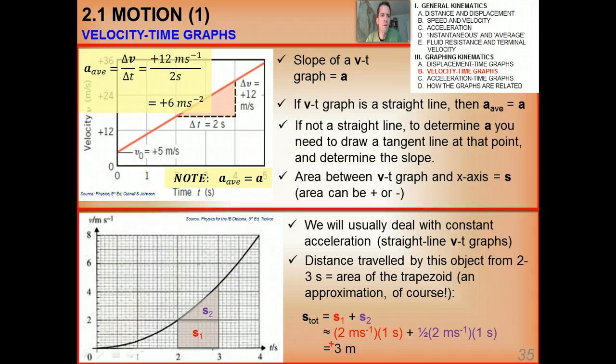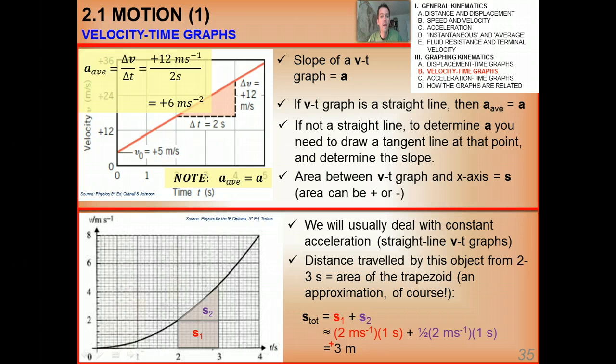Now let me just say one word about units. Do you believe that the acceleration is the gradient of a velocity time graph? Well, if you look at the units, my delta y, my rise over the run, my rise is the change in velocity, which is meters per second, and my run is time, which is seconds. So that's a meter per second per second, which is a meter per second squared.